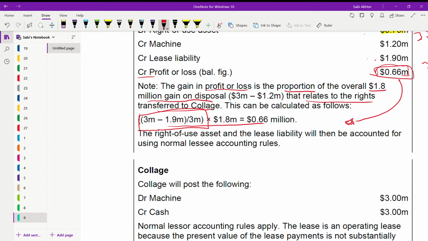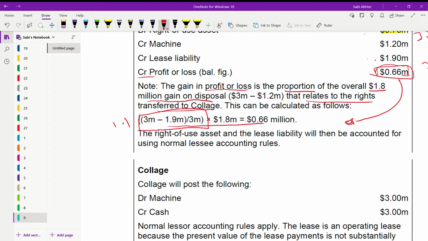3 is the fair value of the asset. You have sold it at this, right? Minus 1.9. What is 1.9? It is your lease liability, your lease payment. So from the fair value of the asset, 3, you are deducting your lease liability. That means you have to pay 3 minus 1.9. What is 3 minus 1.9? 1.1. You still have to pay 1.1.